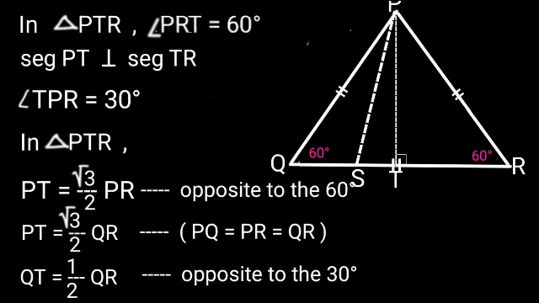PT is equal to under root 3 upon 2 PR, and PR is equal to QR is equal to PQ, because the sides of an equilateral triangle are equal. Hence, instead of PR, we have right here QR. And QT is equal to 1/2 of hypotenuse QR, because it is the side opposite the 30 degree angle.